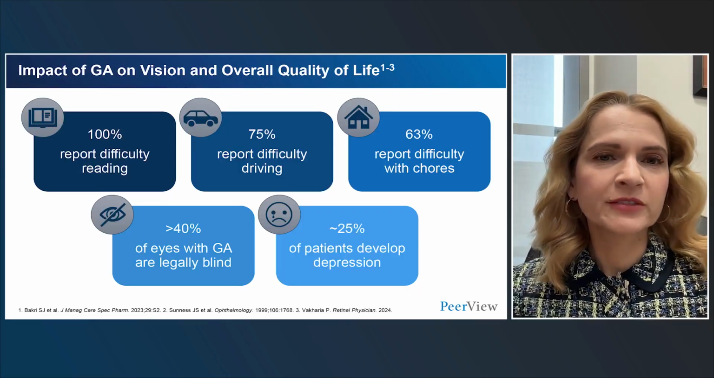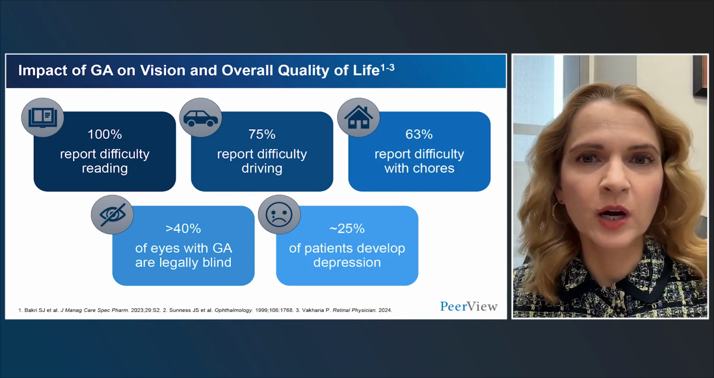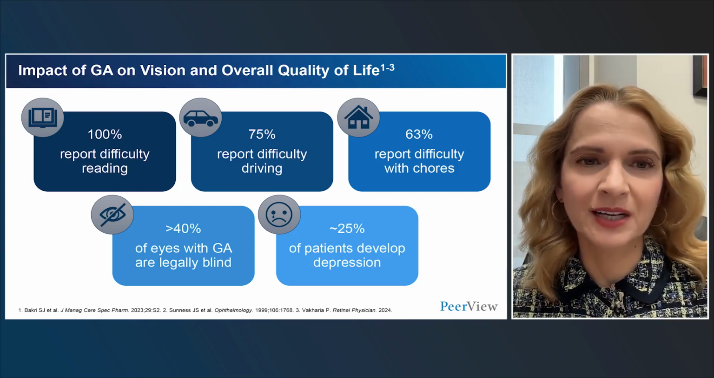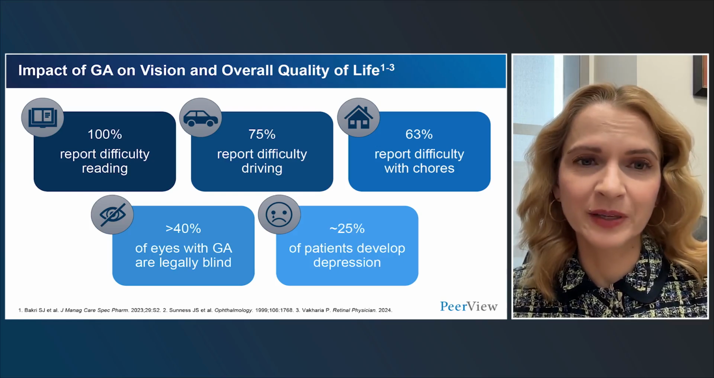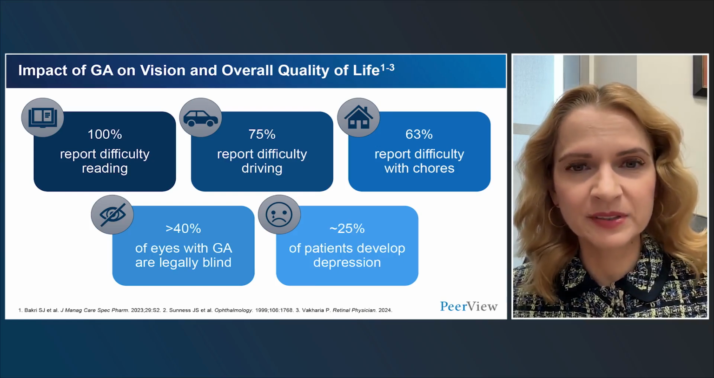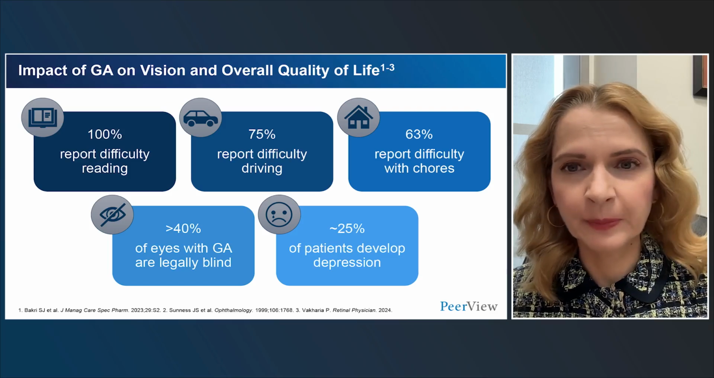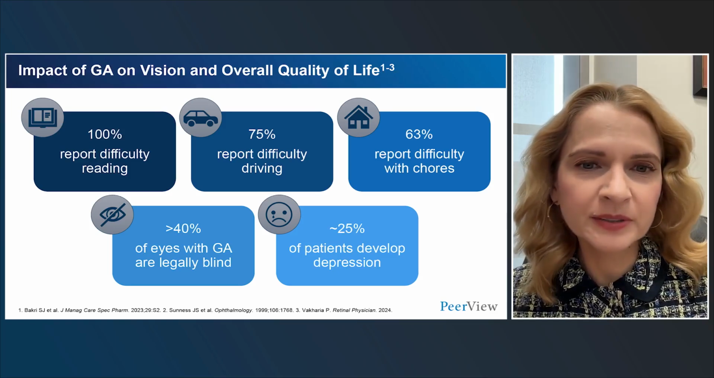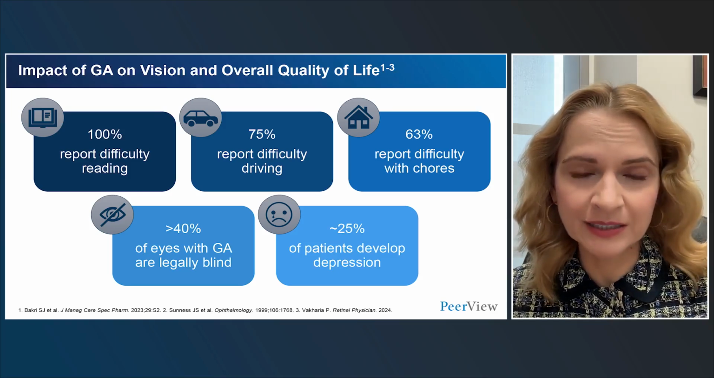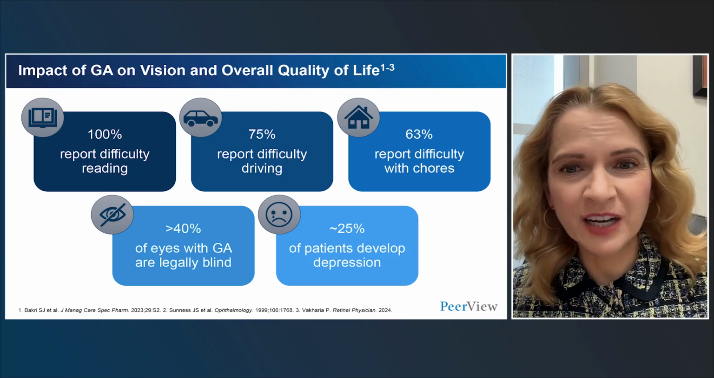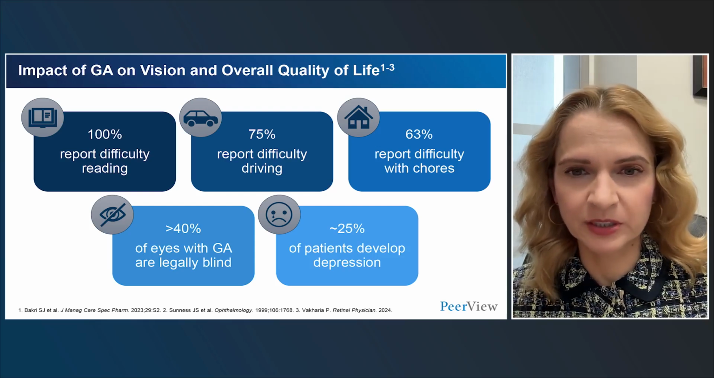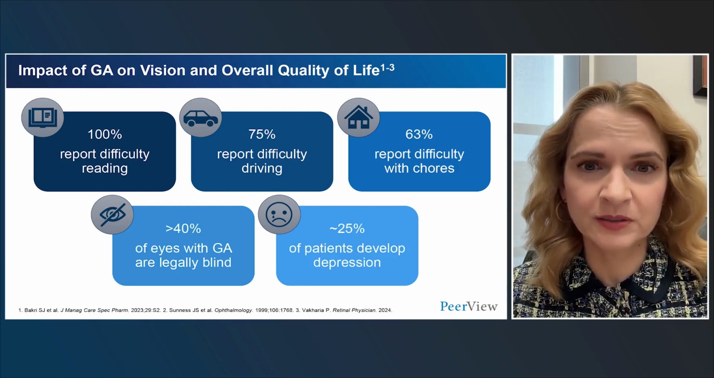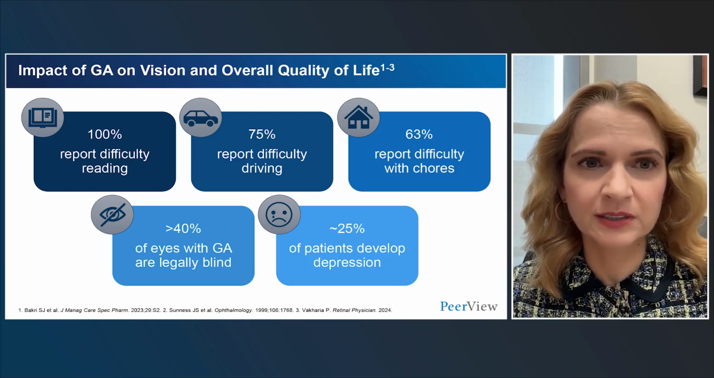The impact of geographic atrophy on vision and overall quality of life is shown on this slide. 100% of patients with GA report difficulty reading. 75% have difficulty driving. 63% have difficulty with chores. More than 40% of eyes with GA are legally blind, and about 25% of patients develop depression. So, mental health is also an important consideration in these individuals, in addition to their visual function difficulties.